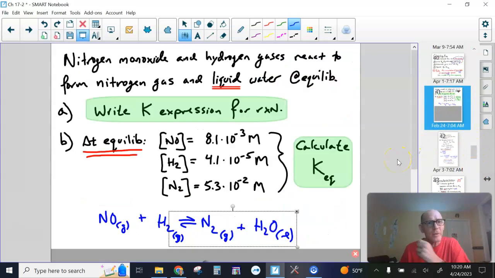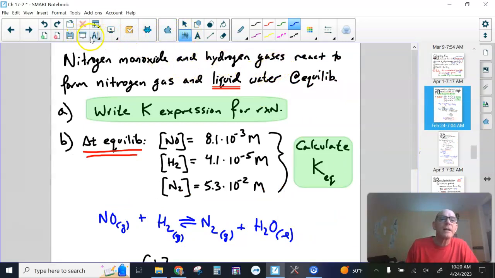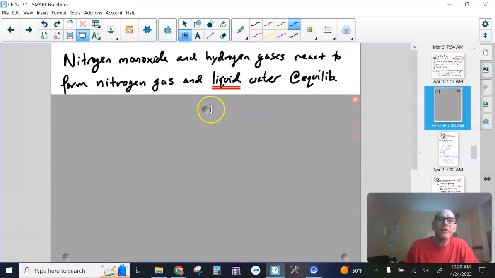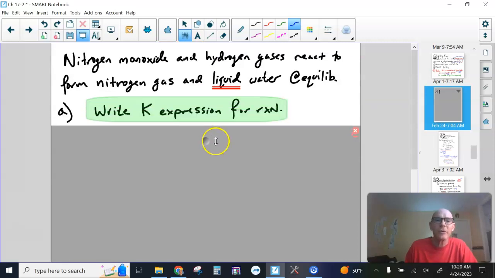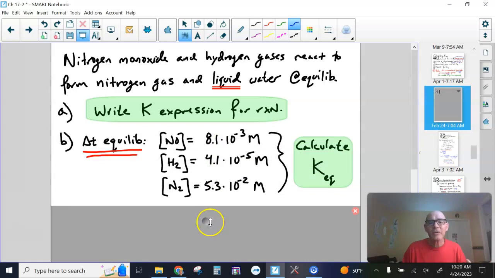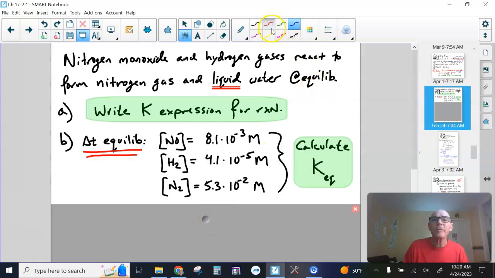So here's an example. Nitrogen monoxide and hydrogen gases react to form nitrogen gas and liquid water. So that is a hint. Liquid water is a pure phase. We're going to ignore that one. So here are the two tasks. Number 1, write the equilibrium constant expression. And number 2, calculate the value of the equilibrium constant. So there's the second question right there.